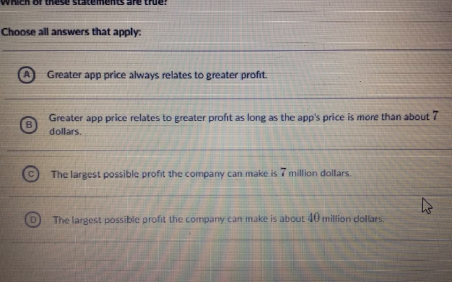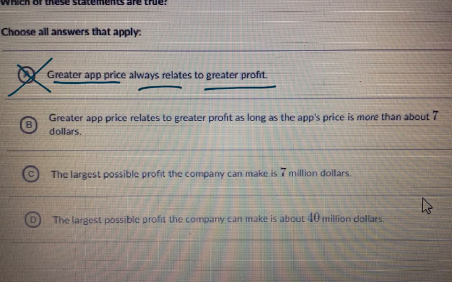So, the greater the app price always relates to greater profit. As I just explained to you, there's going to be a point where you're going to make it too expensive that people don't want to buy it anymore. Therefore, you don't profit as much. You're going to sell it less. Let's look at choice B.